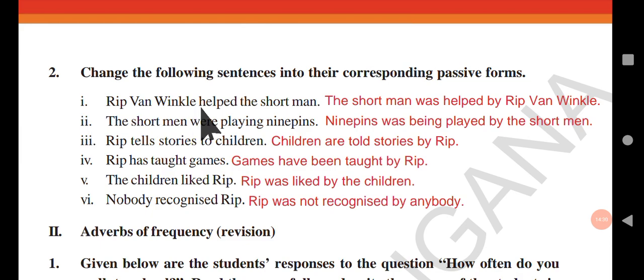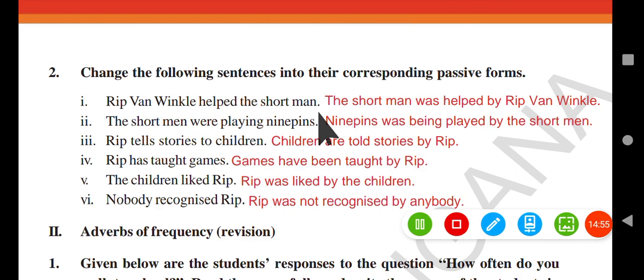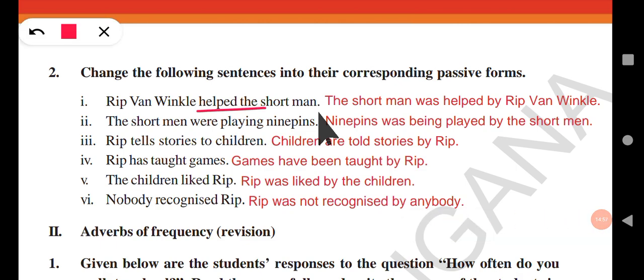Rip Van Winkle, this is the subject. Helped the short man. Helped is the verb. The short man is the object. So in passive voice, you have to shuffle both, the object to subject and subject to object. So when you change that, what is the sentence that you will get? The answer will start with the short man, and since the sentence is in verb form 2, that means the sentence is in simple past tense. You should know the tenses here.